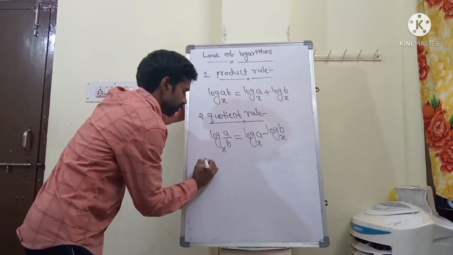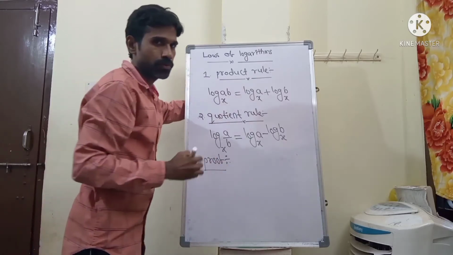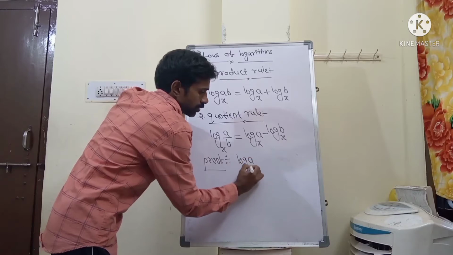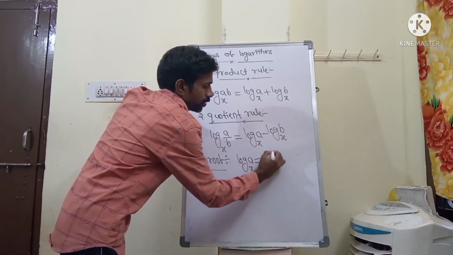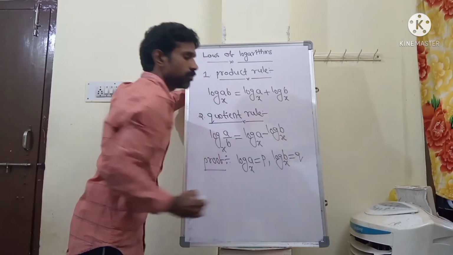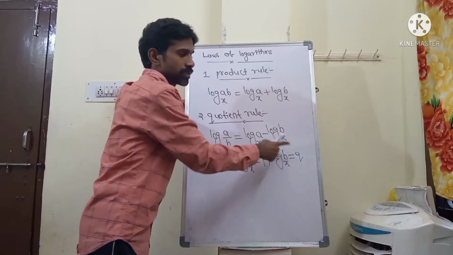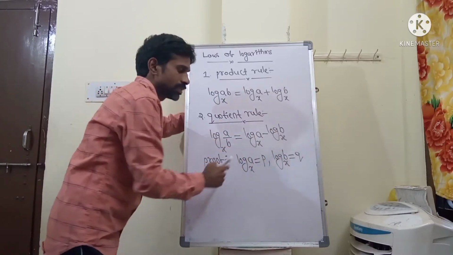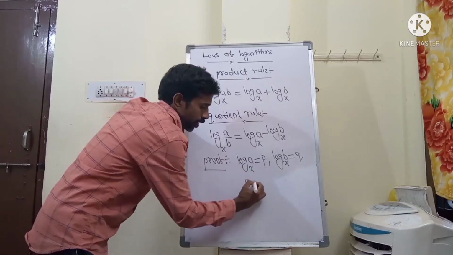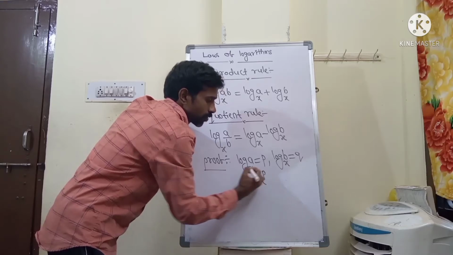So proof. In the same way we can prove it. Write log a to the base x equal to some p, and log b to the base x equal to some q. So this is logarithmic form. Write in exponential form: a equals x power of p.